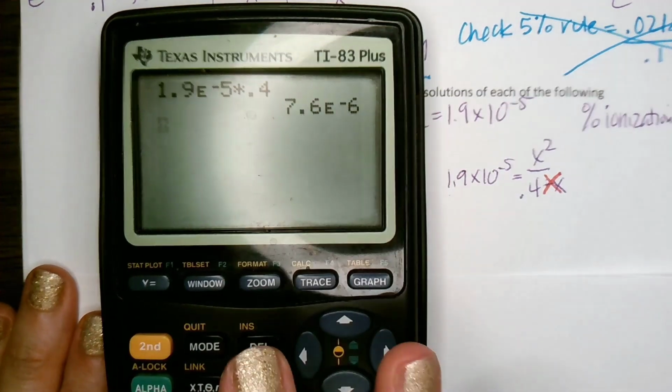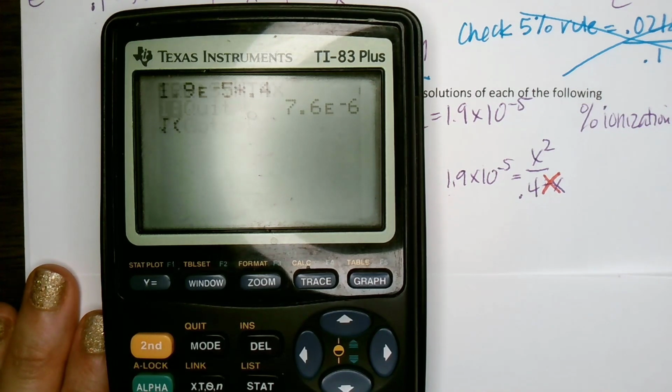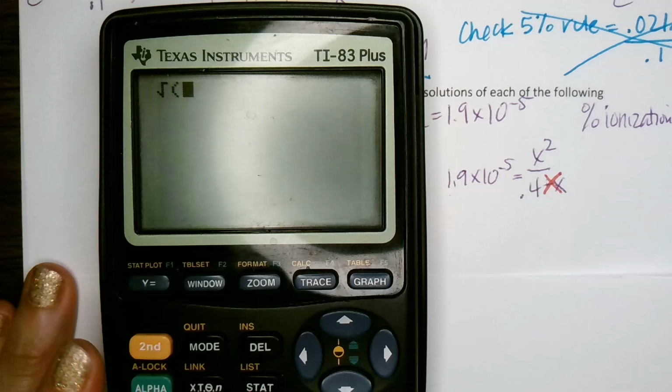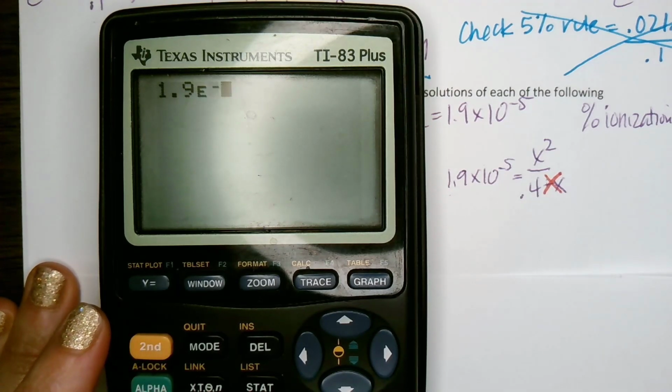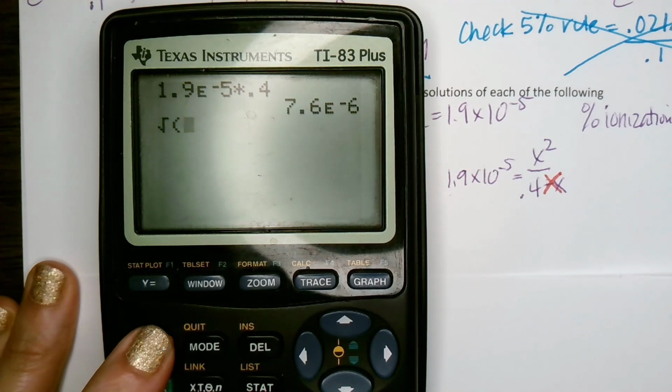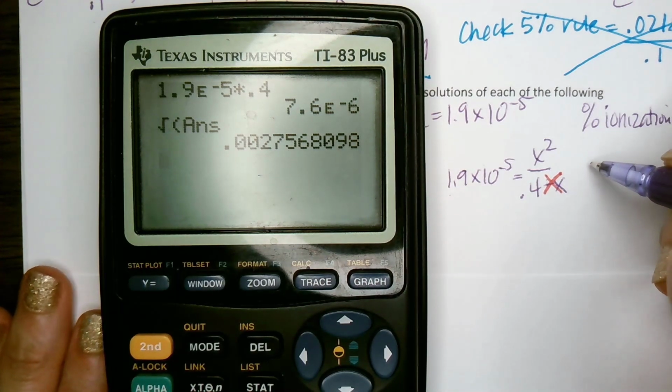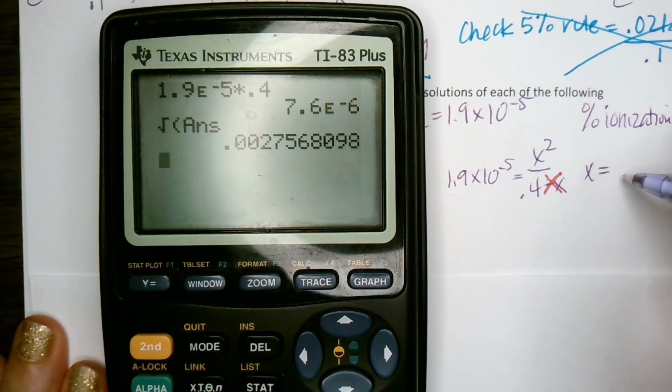So let's take the square root of that. 1.9 times 10 to the negative fifth times 0.4, and then I want to take the square root of my answer. There we go. So I got X is equal to 0.00276.